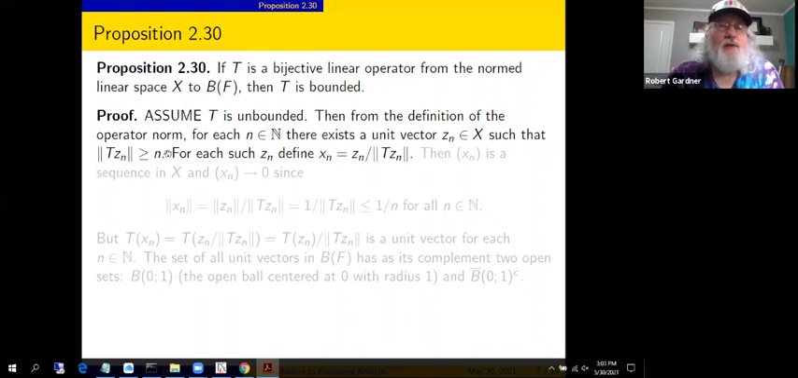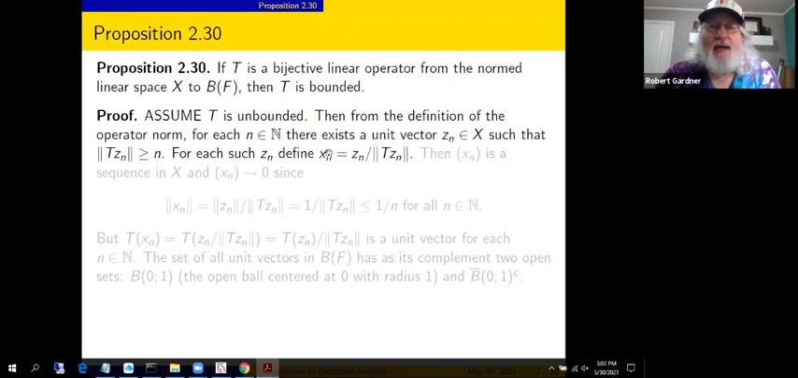T is unbounded. In other words, we can find a vector. When we apply T to that vector, we produce something of large norm. We've got an unbounded operator. Think of the way you compute the operator norm. So we can make T of z sub n as big as you want by choosing z sub n appropriately. For such z sub n, define x sub n to be z sub n divided by the norm of T of z sub n.